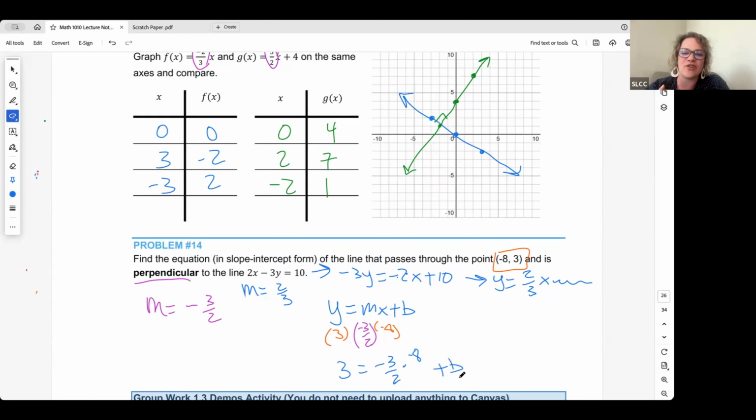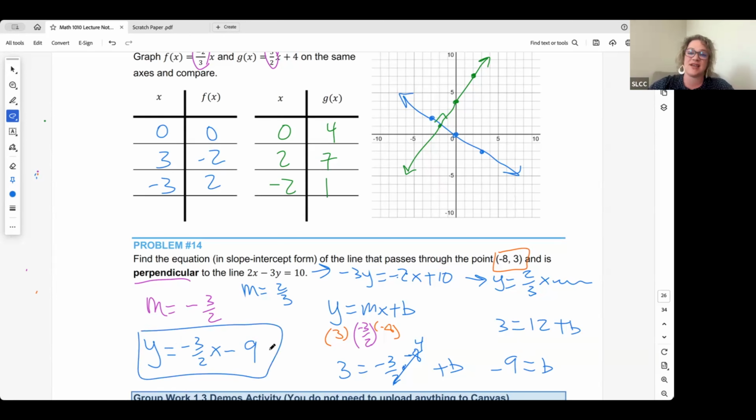Let me teach you one of my favorite tricks. It's called divide first. Divide first, anywhere you can. So notice here, I can take 8 divided by 2 is 4. Then I can multiply. So 3 equals negative 3 times a negative 4, which is 12 plus b. Then subtract the 12, and negative 9 equals b. So I see that y equals negative 3 halves x plus b. Remember, you don't have to write plus a negative. You just say negative 3 halves x minus 9.